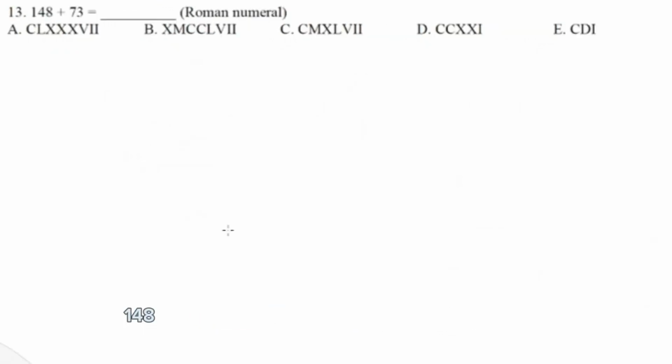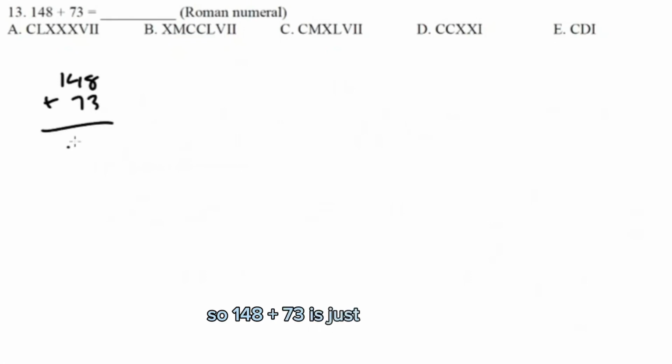Next, 148 plus 73 equals what in Roman numerals? Alright, this is a pretty simple problem, and I actually have a full video just on Roman numerals, which will be linked in the pin card at the top. But let's continue with this problem. So to solve this, we have to add 148 and 73, then convert it into Roman numerals. So 148 plus 73 is just 221.